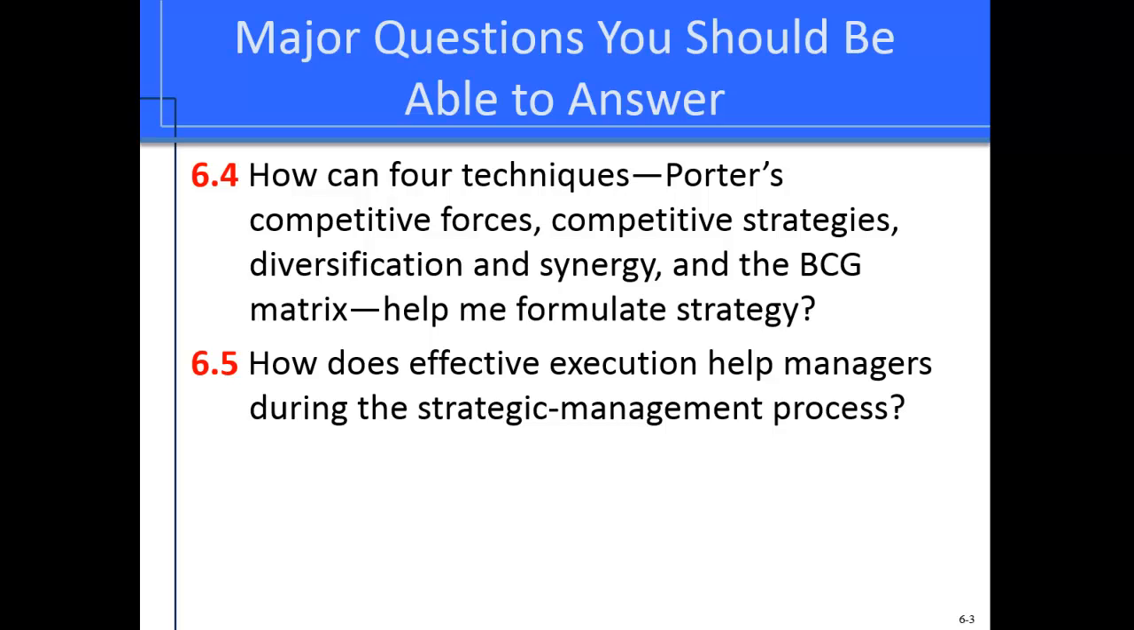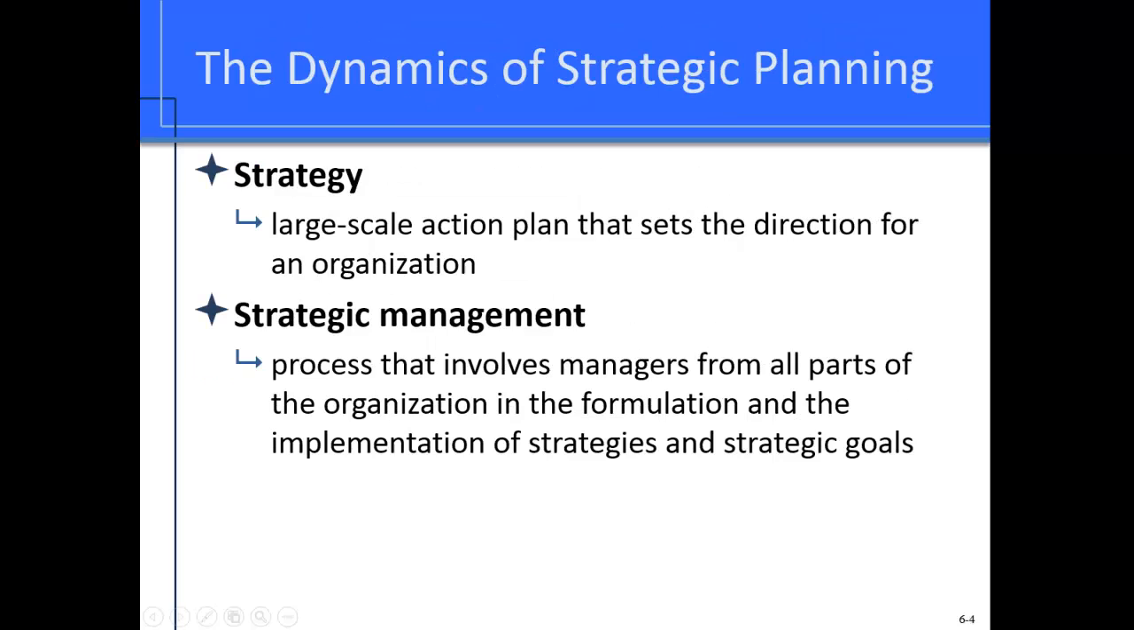formulate strategy. Then you will conclude the chapter in part 6.5, which is over implementing and controlling strategy, essentially execution. And you should be able to answer the question after reading that, how does the effective execution help managers during the strategic management process? So there's a look at chapter 6 over strategic management. Let's go ahead and jump in and cover some of that material now.